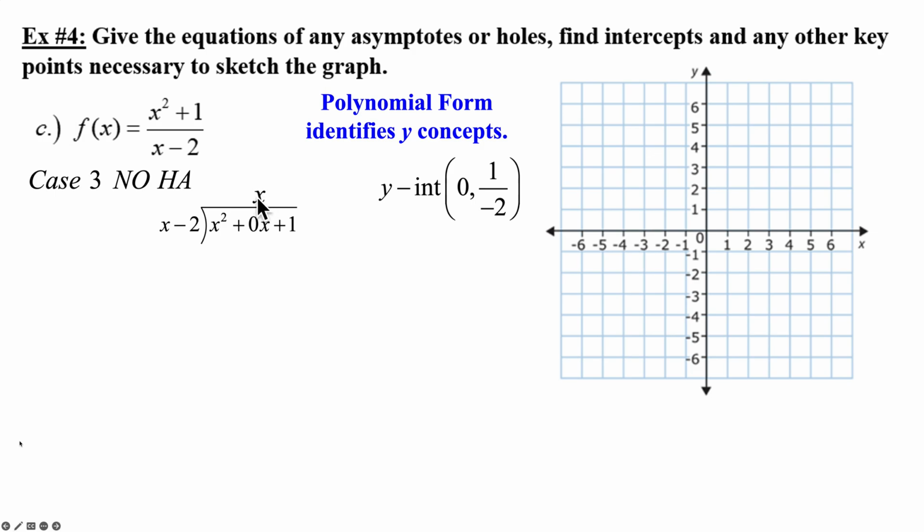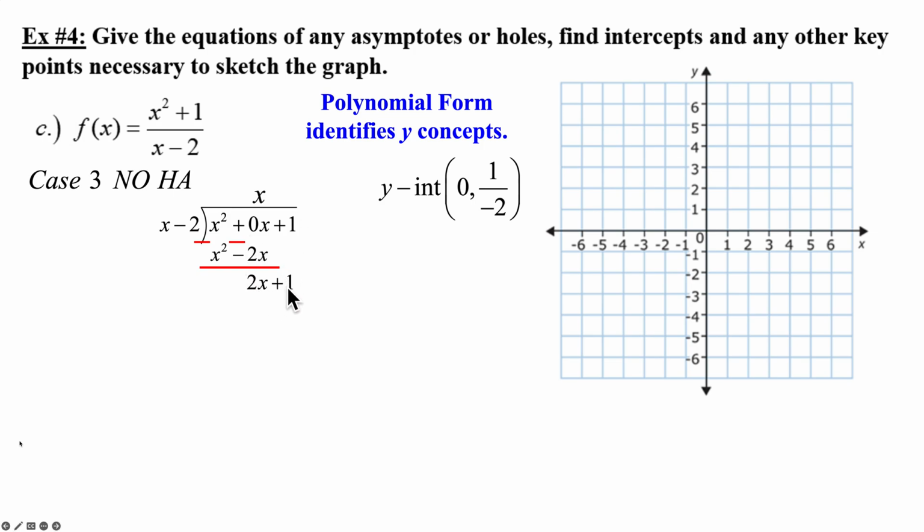Next, you take this x and multiply it to everything out front and line it up underneath. x times x, x squared, x times minus 2, minus 2x. And then you're going to subtract those two columns. What should happen is the leading terms must always cancel. That's gone. 0 minus a negative, plus. That's a 2x. Bring down the plus 1.